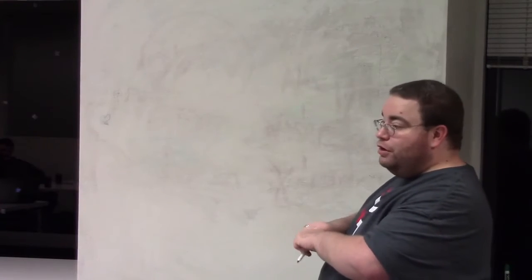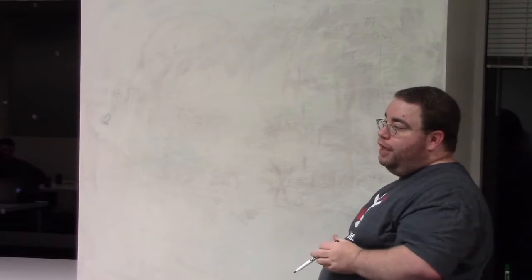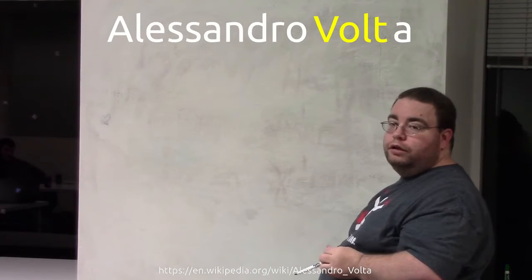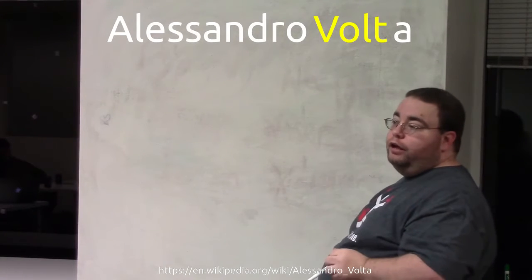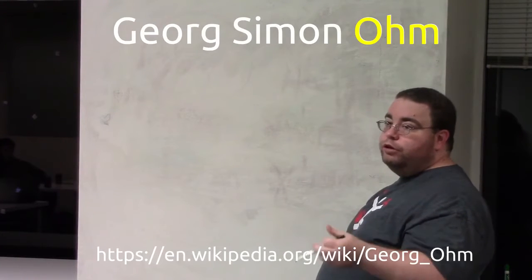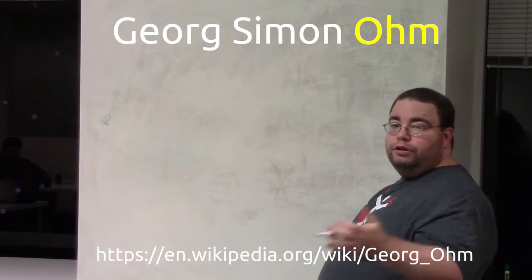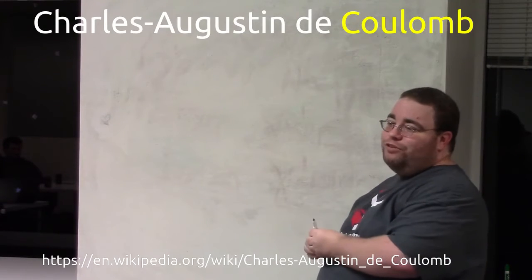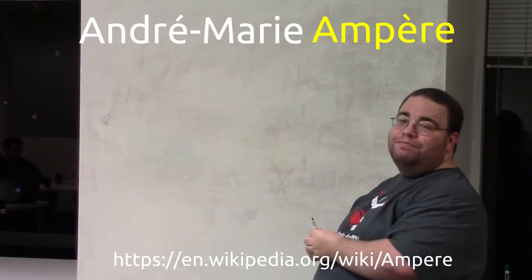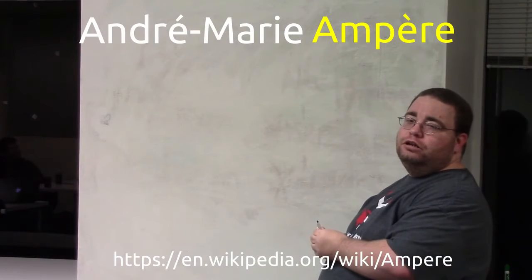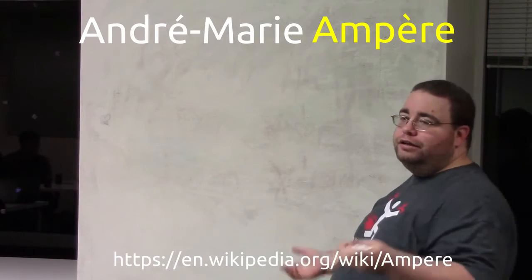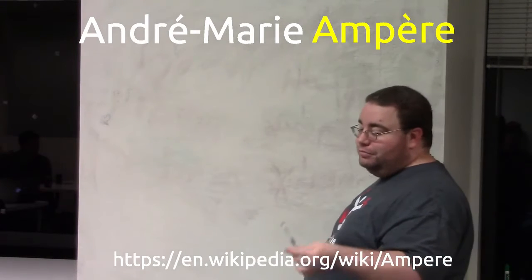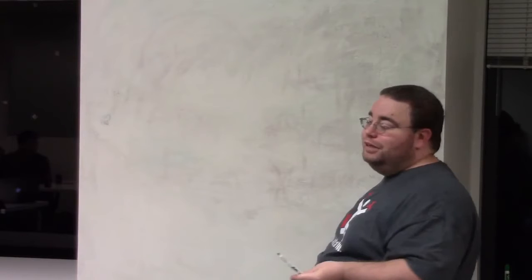By the way, as far as naming goes, volts are called that because they're named after somebody, Alexander Volta. Ohms are named after somebody, George Ohm. Coulomb. And amps are named after Ampere. I think it's the last name of the person that made it. Yeah, they're all dead. They're all named after people.